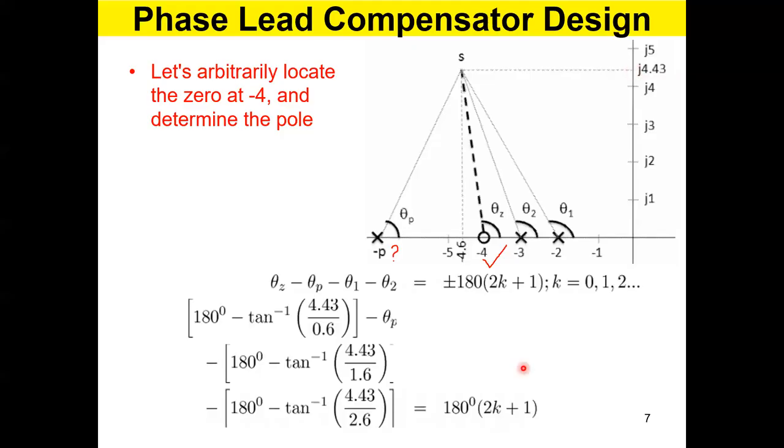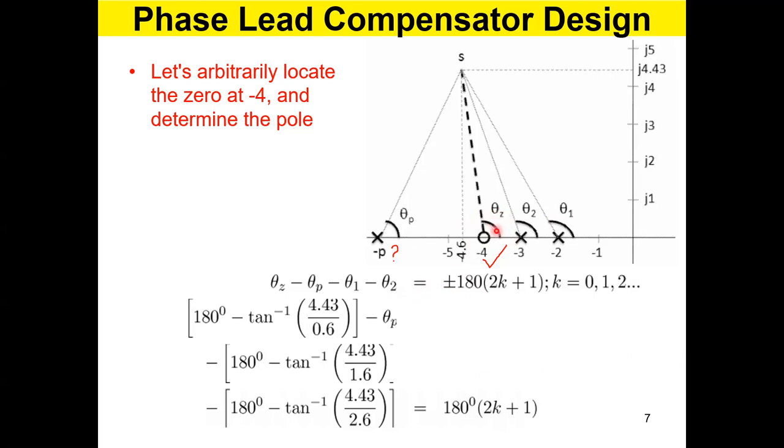All right. How many of you have been able to calculate the compensator? The compensator is basically a zero and a pole. And in this particular case, the zero is located at minus 4. Then what remains is to calculate the pole location, P. What we use here is the phase condition of the root locus, that is theta z minus theta 1, theta 2, and theta p should be equal to plus or minus 180 degrees.